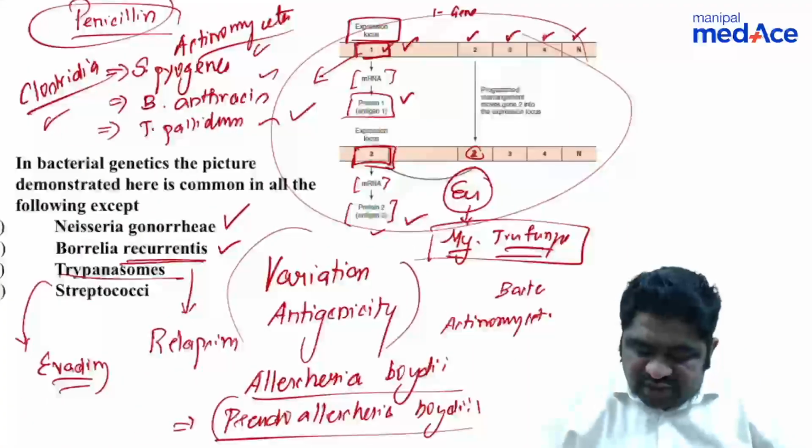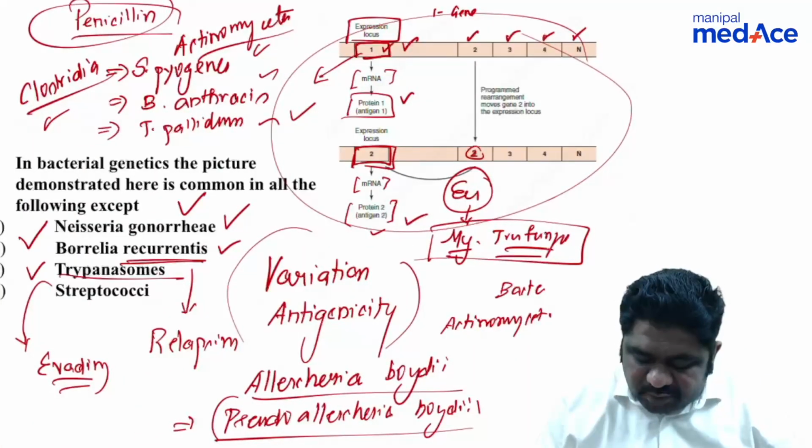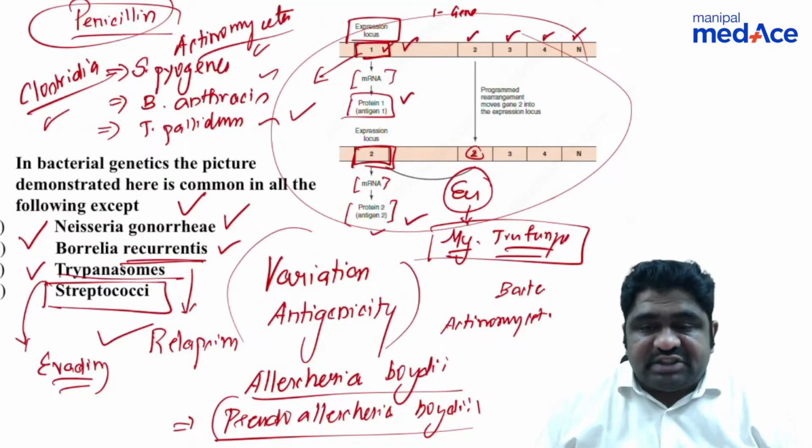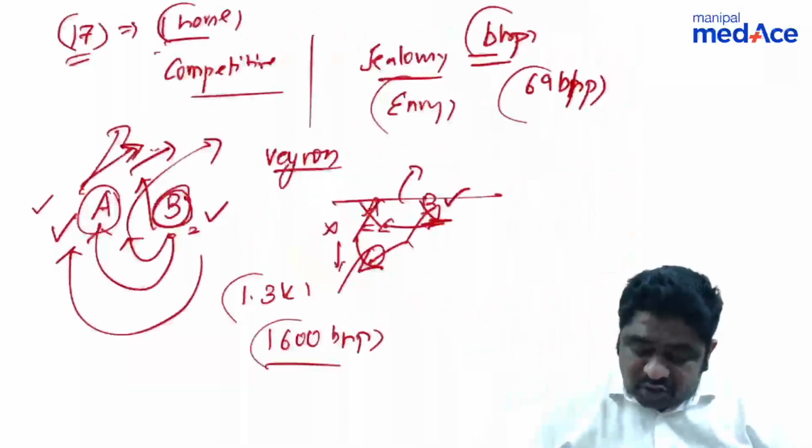So antigenic variation can be seen in gonococcus, Borrelia recurrentis, trypanosoma, but not in streptococci. This is the concept of this question. Let's go to the next question.